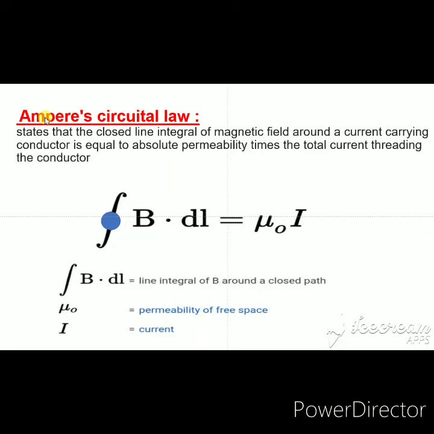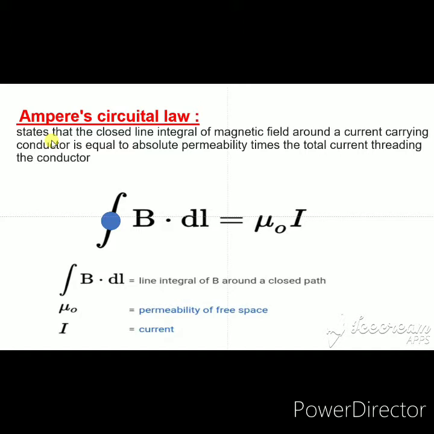Hi everyone. Today we are going to discuss a basic physics concept. Most importantly, Ampere's circuital law is the most basic concept of physics. That means Ampere's circuital law has lots of applications. By using this we are able to solve lots of problems also. First we are going to describe the statement of Ampere's circuital law. After that we are going to derive the equation for this.